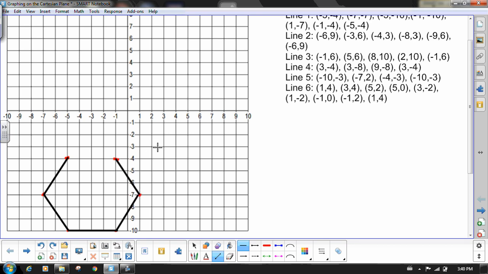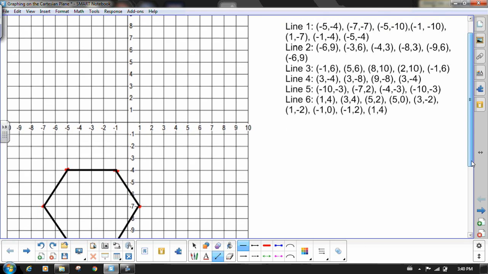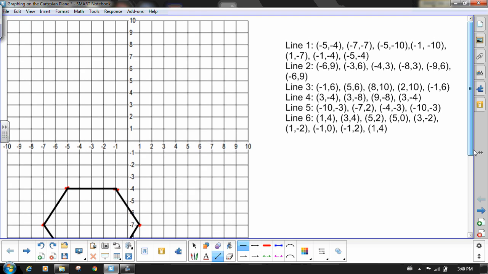And then the next point is one that I've already plotted, which means you're going to connect back. So in this case, this creates a hexagon. Now, this particular set of coordinates makes a bunch of different shapes. I'm not going to graph all of them right now. I'll show you the finished picture in a second, but I want to go over where certain numbers are going to end up.